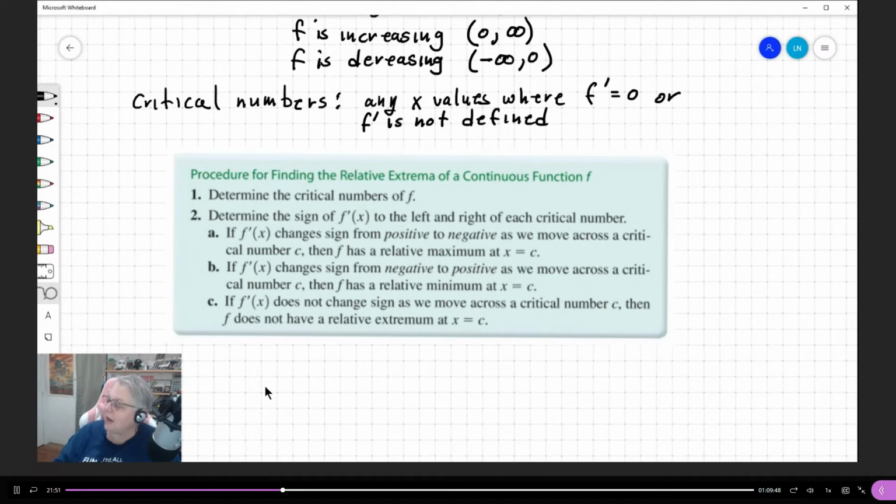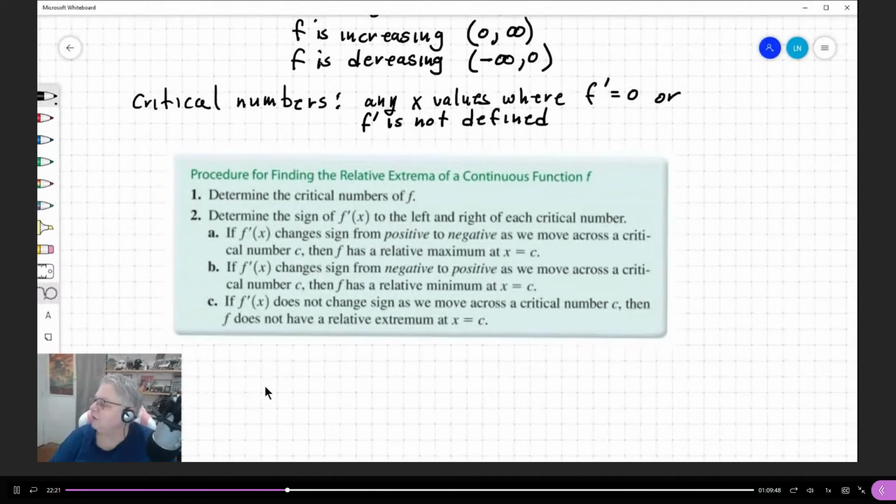If f prime changes from negative to positive as you move across the critical number, then f has a relative minimum. So go the other way. If you go from negative to positive, from decreasing to increasing, you go down, you hit a minimum, you go back up again. So the first derivative is negative going down, positive going back up.